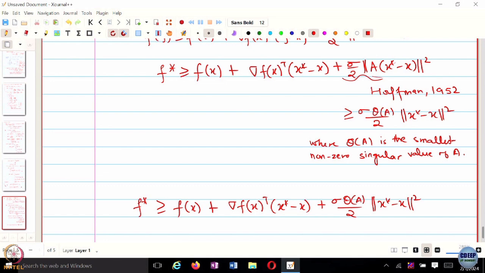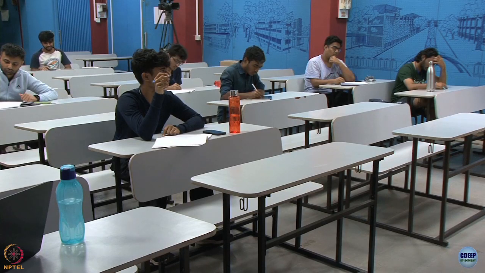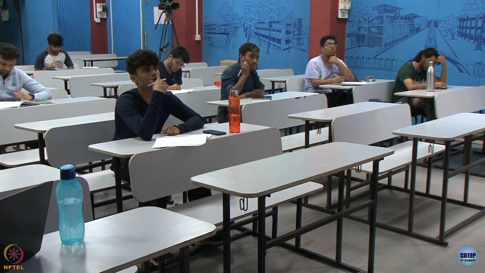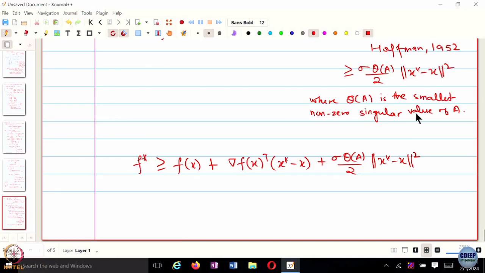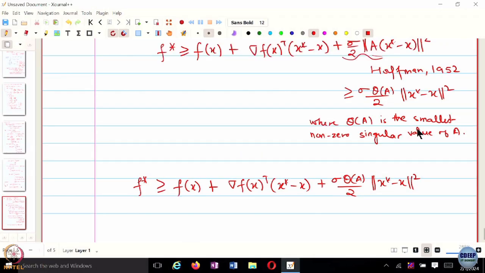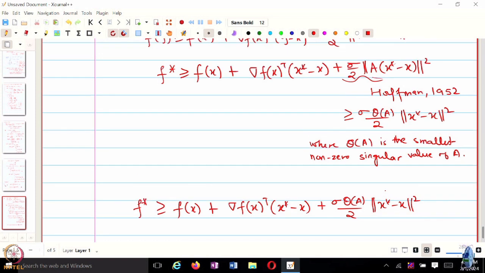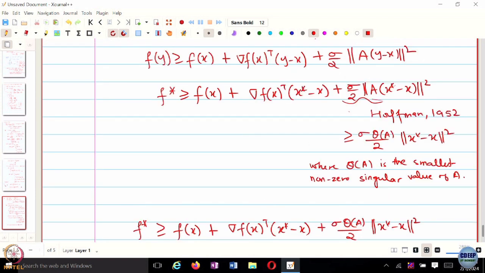No, this result is valid only for y equal to x star. If it had been valid for any y, then this becomes a strongly convex setting, right? This result is valid only for x star. Why can't we use sigma theta A as a new sigma? No, but then it's not true for any y, it's only true for y equal to x star. That is the result from Hoffman that I am talking about.